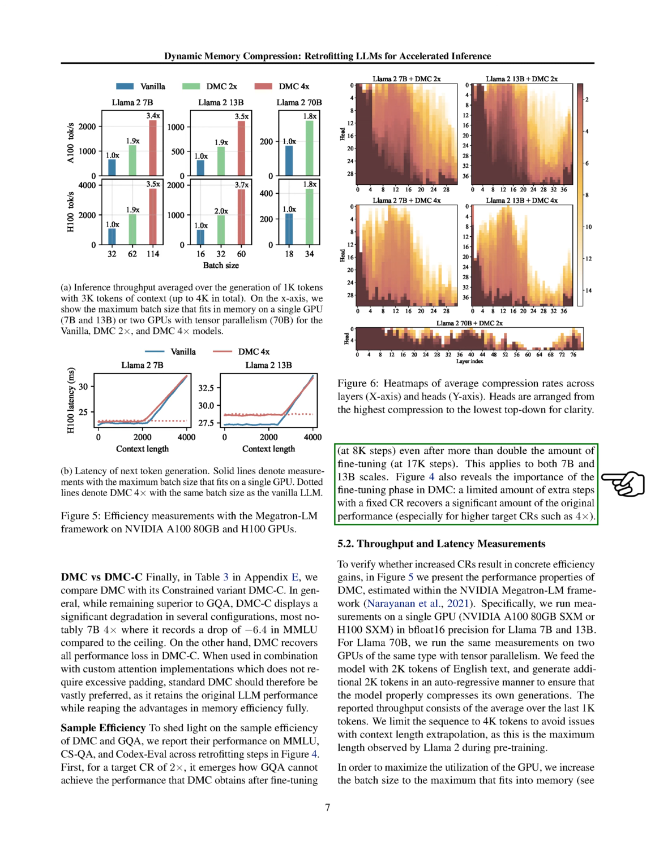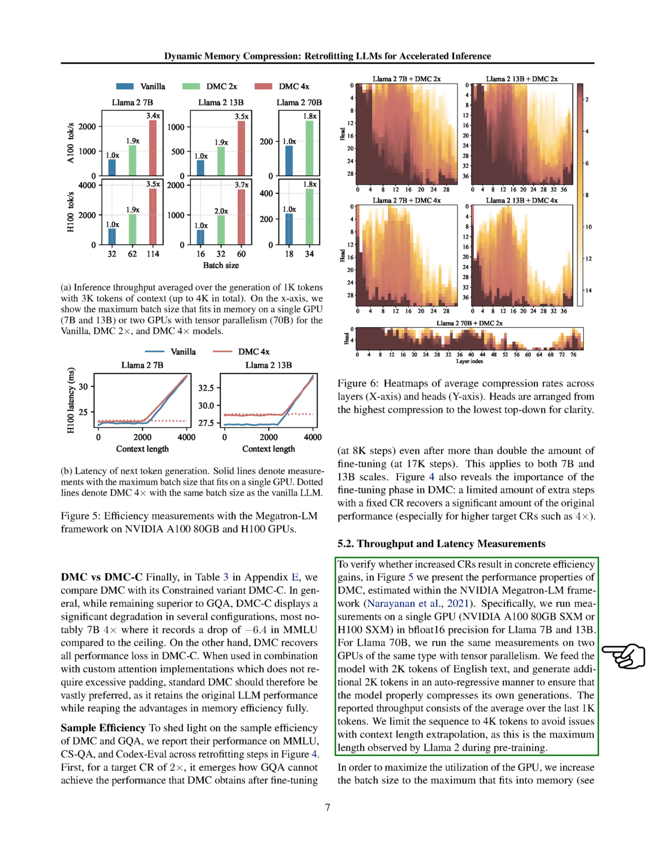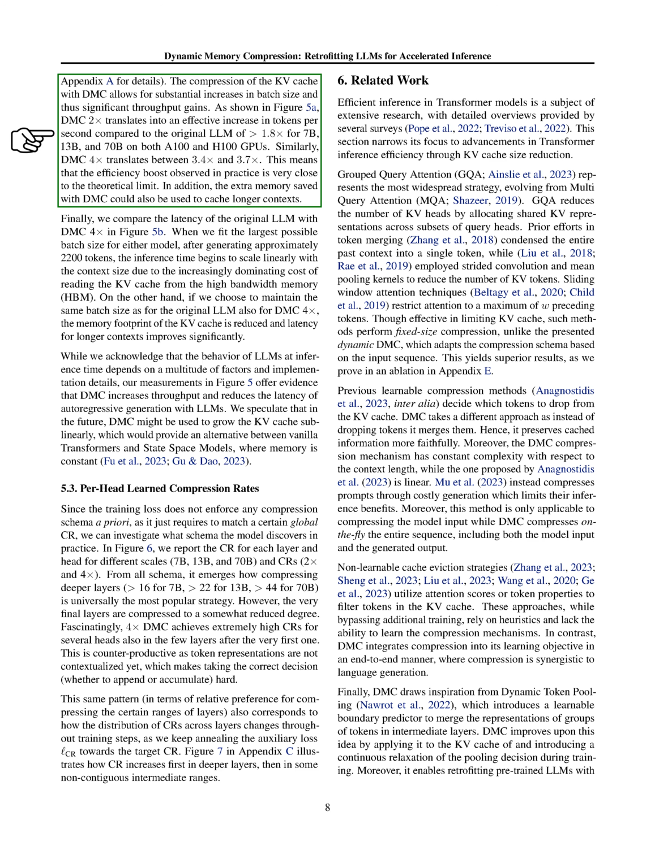Section: Throughput and Latency Measurements. In this section, we present the results of our experiments on throughput and latency measurements. We tested the efficiency of DMC within the NVIDIA Megatron-LM framework by running measurements on different GPU setups using English text models. By compressing the KV cache with DMC, we were able to increase batch sizes and improve throughput significantly. The efficiency gains observed in practice were close to the theoretical limit, showing a substantial increase in tokens processed per second compared to the original LLM.